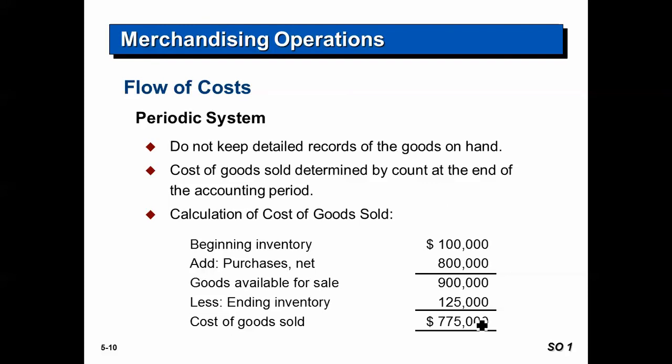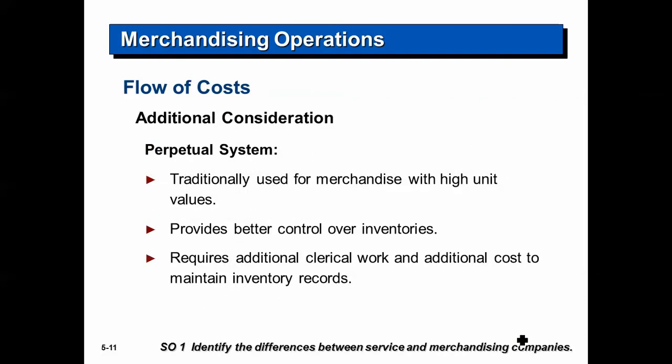So the way we calculate, we know what we started off with, the beginning inventory. We add what we bought during the year. That tells us exactly how much we had available to be sold to the customers. And then at the end of the year, we count what we have left unsold. And the difference is the cost of the goods that we did sell. That's the periodic system. The perpetual system is what's used in, like, car dealerships or television stores. They all have serial numbers, so they know exactly how much they paid for the items they are selling you.